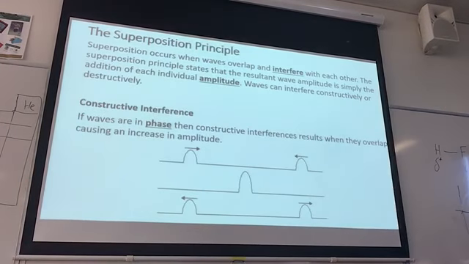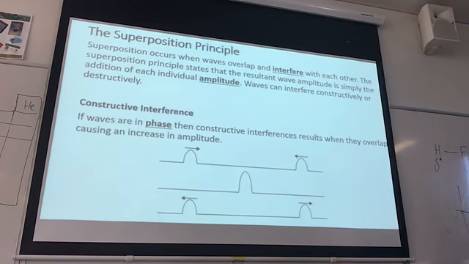So the superposition principle is the idea that when waves overlap, they'll interfere with each other, and they can result in destructive or constructive interference. But what you're basically doing is adding the amplitude of each wave together, or the displacement of each wave at each point together, to give you the overall wave.